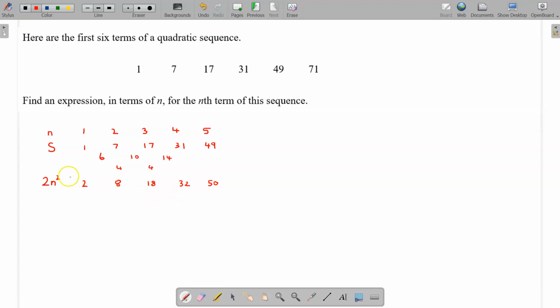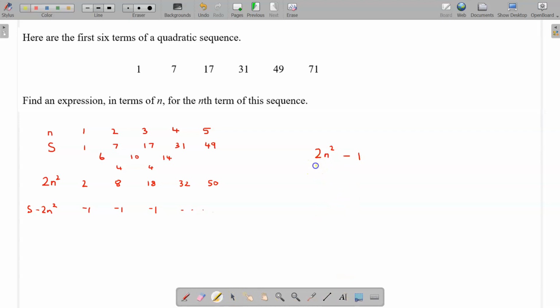Then I just compare this with my sequence S, and I notice that if I do S minus 2n squared, I'm either left with a linear sequence or a constant number. Well, 1 take away 2 is minus 1, 7 take away 8 is minus 1, 17 take away 18 is minus 1, etc. So I can simply state that this sequence is just minus 1, and this is 2n squared. So the answer to the question is 2n squared minus 1.